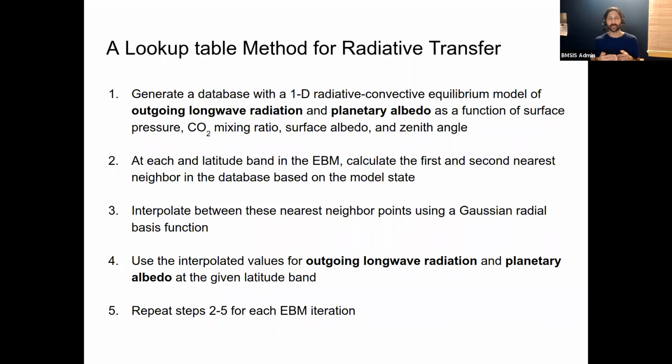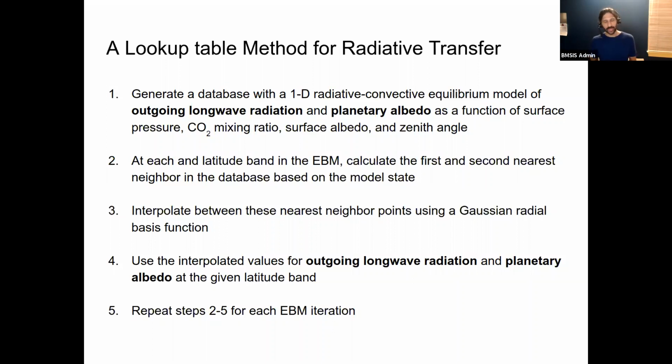And so that gives you a really good approximation of what the outgoing longwave radiation and planetary albedo are according to the 1D radiative convective model, the column model. So essentially, we've parameterized our radiative convective equilibrium radiative transfer into this database with much higher accuracy than you would get with a polynomial.